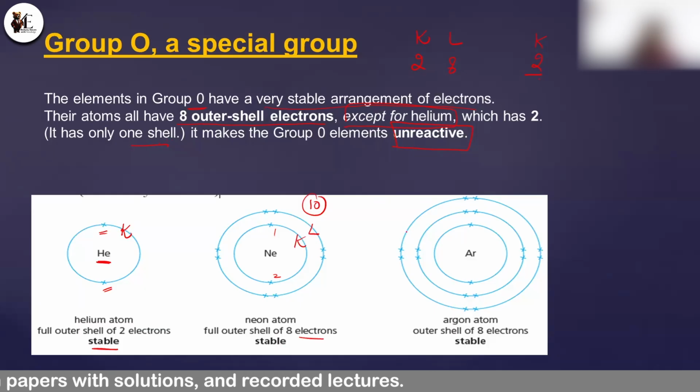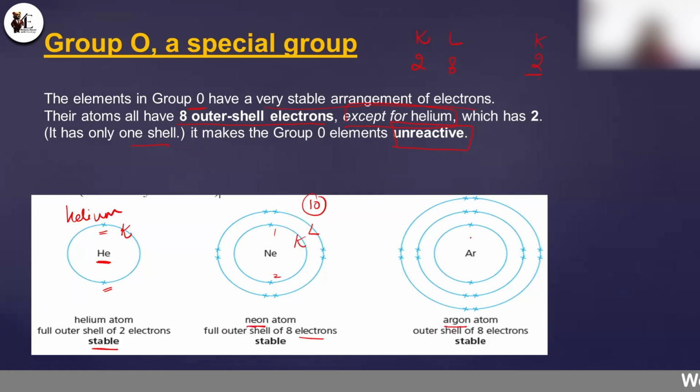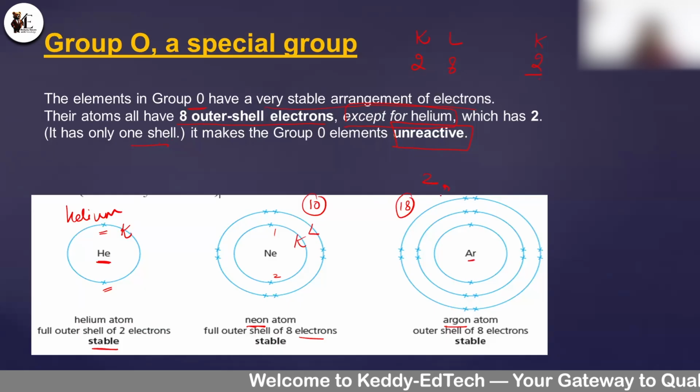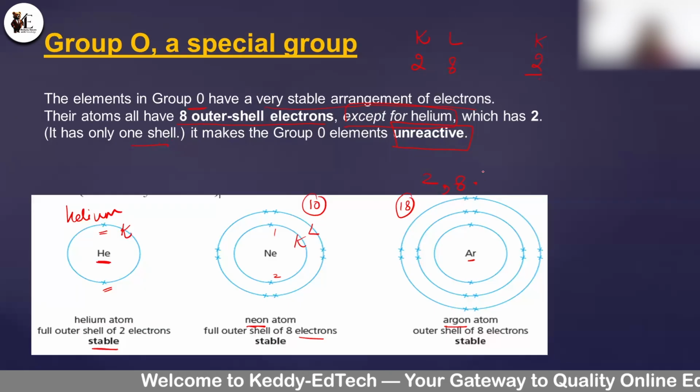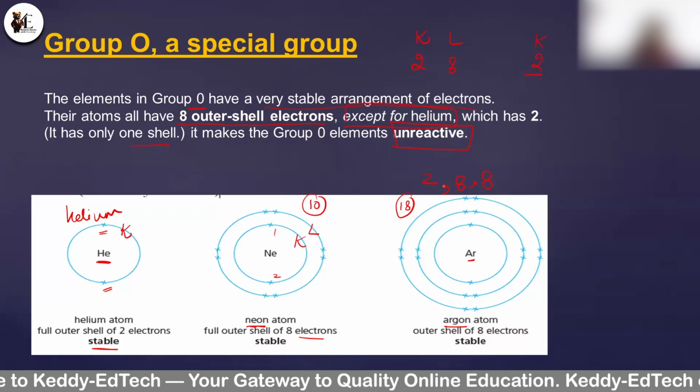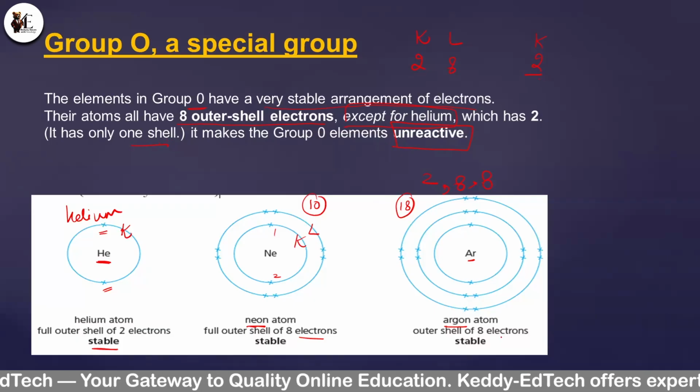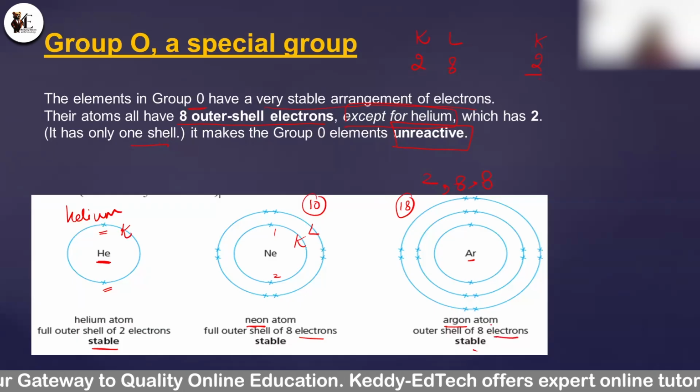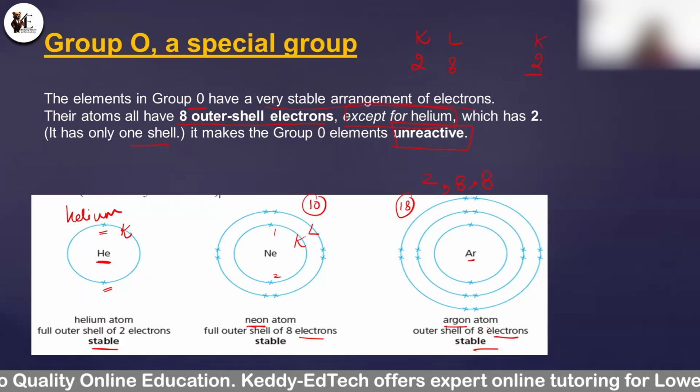If we talk about argon, remember the names. He means helium, Ne means neon, Ar means argon. They are all noble gases. Argon's atomic number is 18. To fill 18 electrons, in the first shell you can fill 2, in the second shell you can fill 8, and in the third shell you can fill 8. So 8 plus 8 plus 2 is equal to 18. It has an outer shell of 8 electrons, so it is also stable. Here is why group 0 is called a special group.